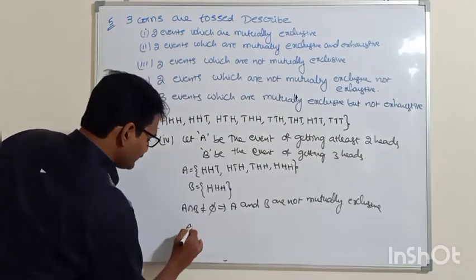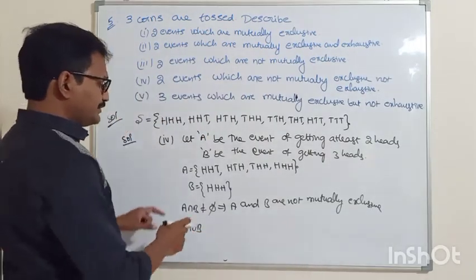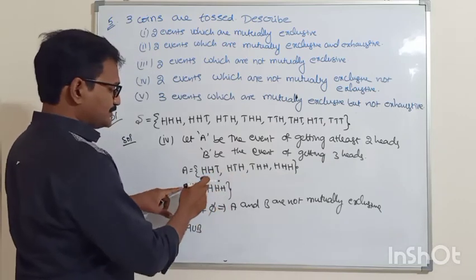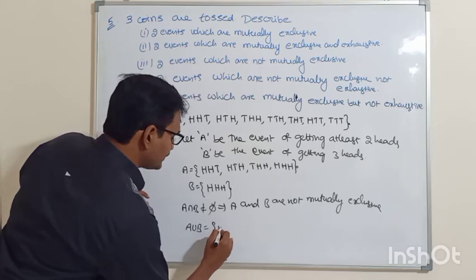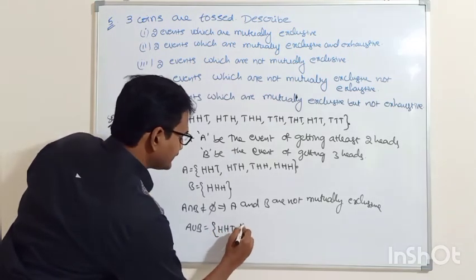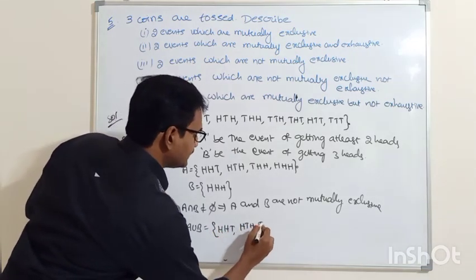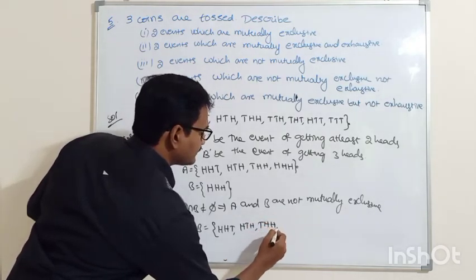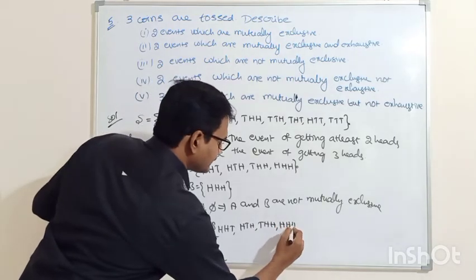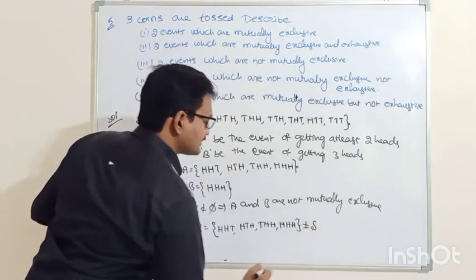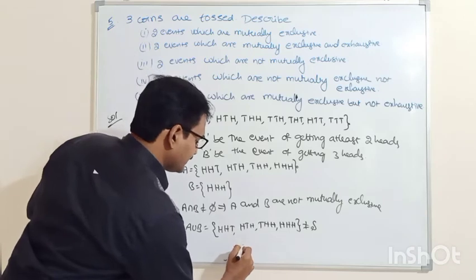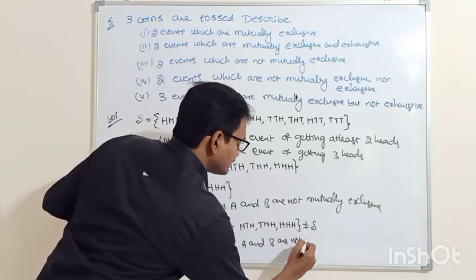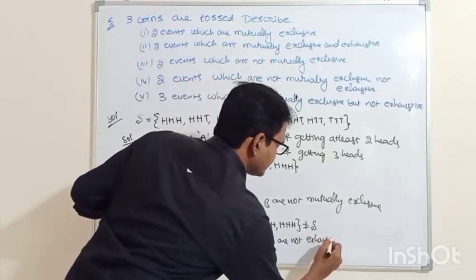Similarly, A union B. If you take A union B, you will not get S. It is not equal to S. So how much will you get? A union B is equal to double HT, HTH, THH and triple H only. Which is not equal to sample space. Therefore A and B are not exhaustive events.